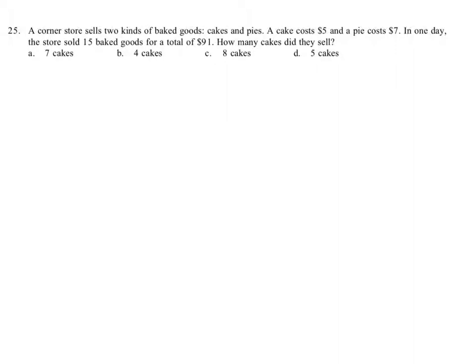Okay, a corner store sells two kinds of baked goods, cakes and pies. Cakes cost $5 and a pie costs $7. In one day, the store sold 15 baked goods for a total of $91. How many cakes did they sell?